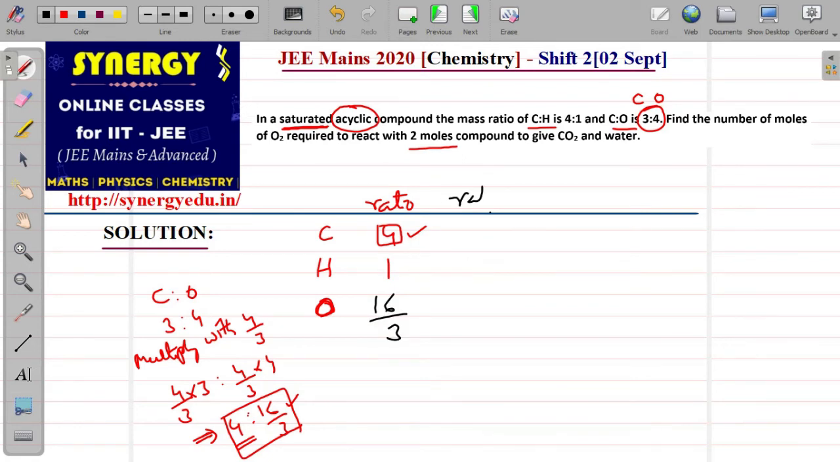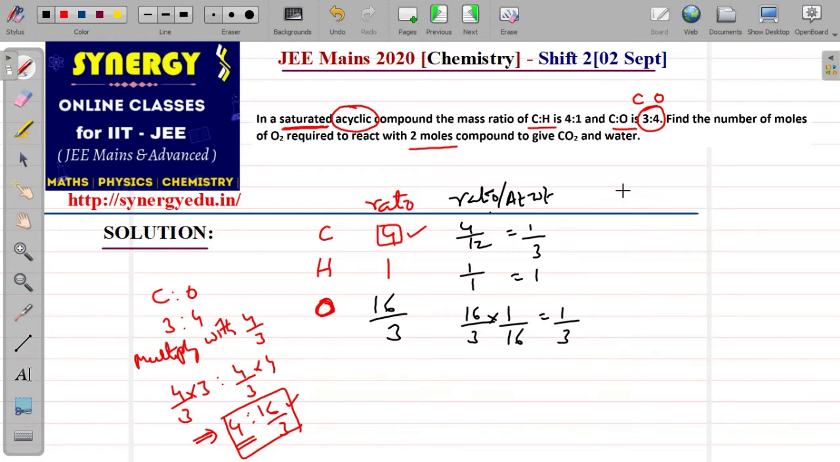Now after that, in the table, this is the process to calculate the empirical formula and, after that, the molecular formula. It is there in the stoichiometry chapter, mole concept, in your 11th class textbook. The procedure is there, you can go through it. Now divide the ratio by the atomic weight: 4 by 12, 1 by 1, and 16/3 divided by atomic weight of oxygen, 16. So you will get 1/3, 1, and 1/3.